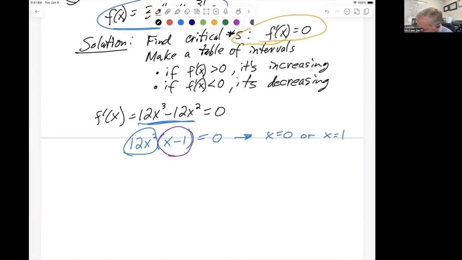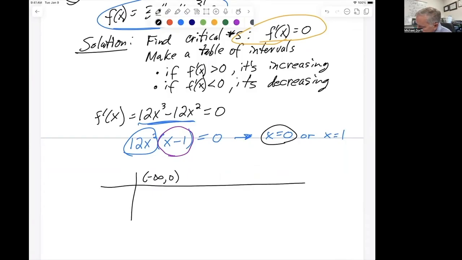We'll do this in black. I make my intervals. So I go from negative infinity to the smallest critical number, which is 0. Then I make one from that critical number 0 to the next critical number, which is 1. And then I don't have any more critical numbers, so I take that one we just used and go to infinity. And I make this table with 3 columns here.